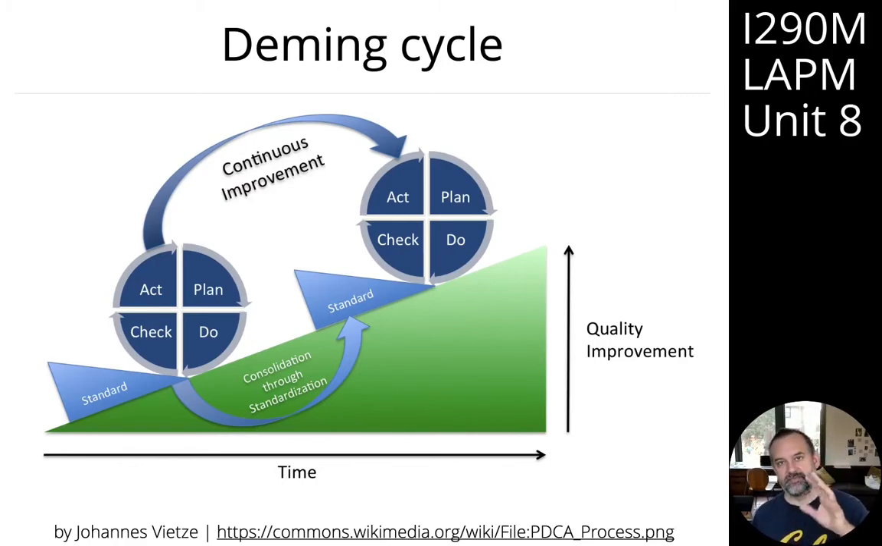And so this is basically saying we're going to have a hypothesis and we're going to design an experiment to test that hypothesis. We're going to run the experiment, we're going to check the results, and based on the results, we're going to modify our plan and work out what to do next. And so all that the Deming cycle is saying basically is you have to run experiments.